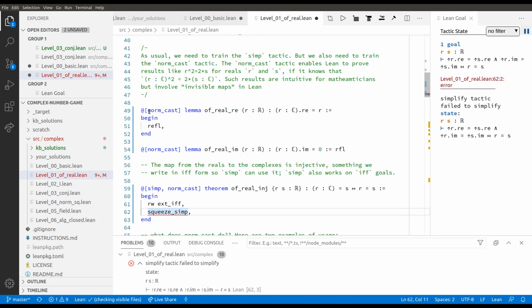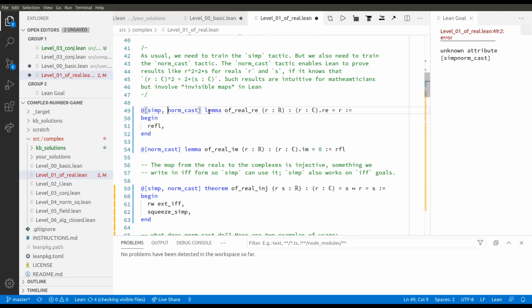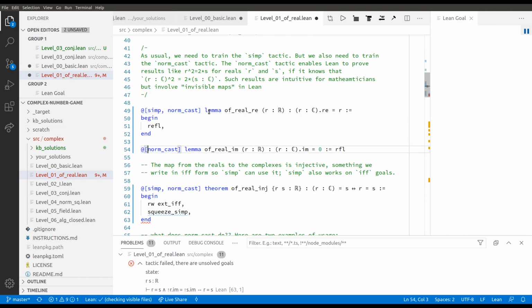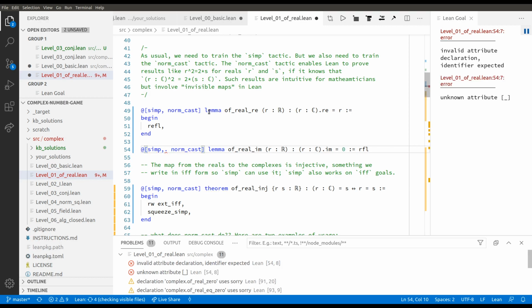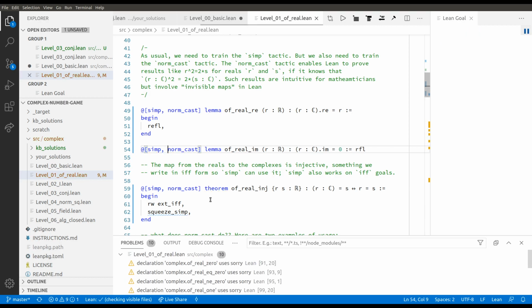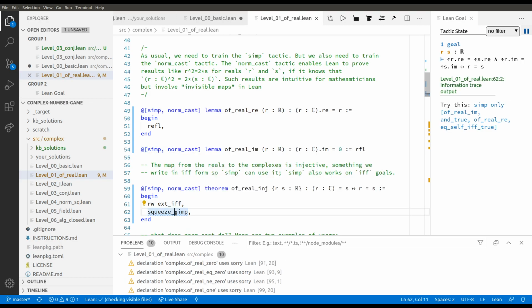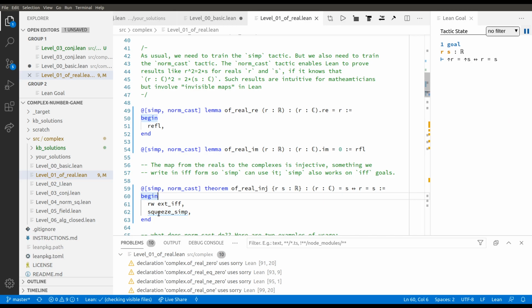This is the reason why we have to prove these things in the right order. So let's tell the simplifier about that again. There. Now the simplifier knows about these things, and we're back. You can see what it used: of real im, of real re, and these things here, and true. I think and true is the lemma that x and true is equivalent to x or something. So we use some trivial logic lemmas.